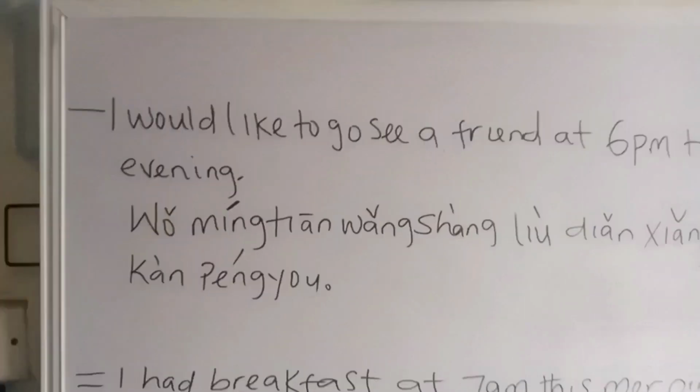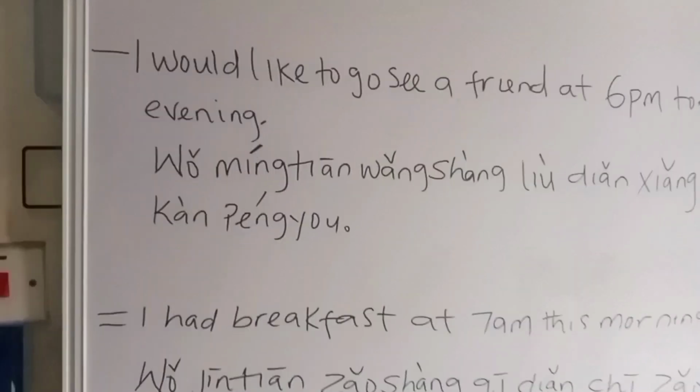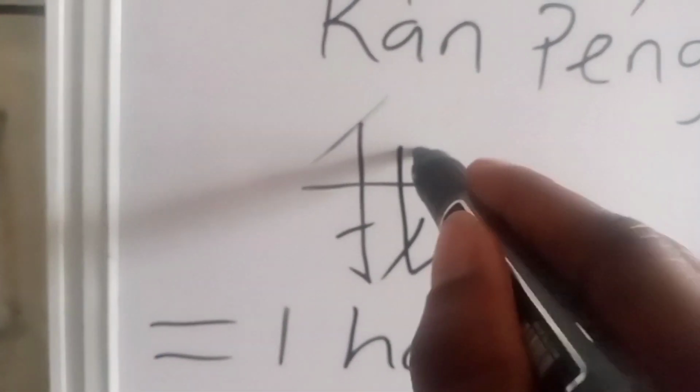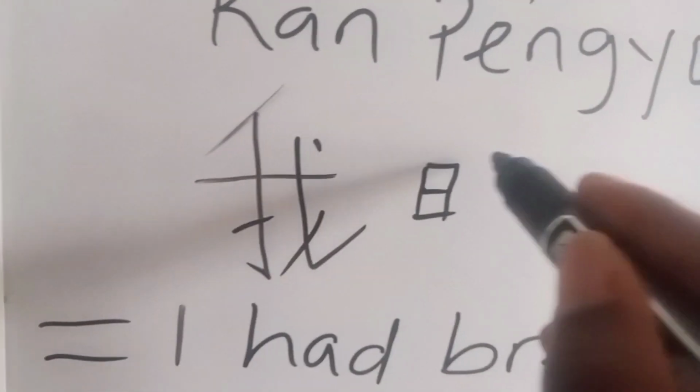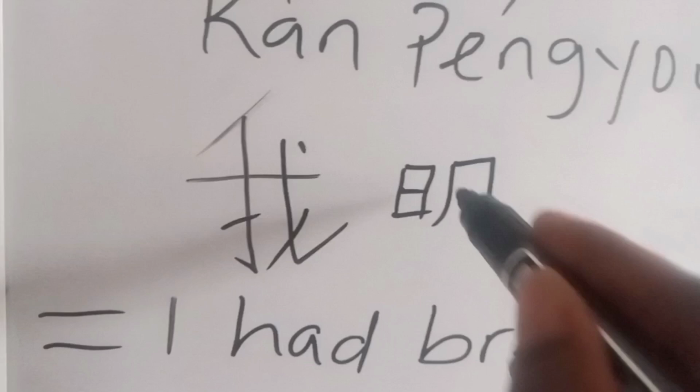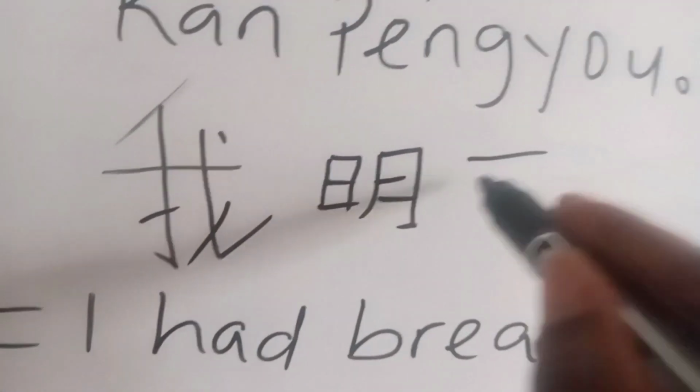We will write the characters for these ones before we look at the other two sentences. I hope you can see what I'm doing.